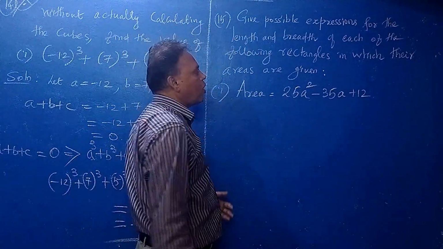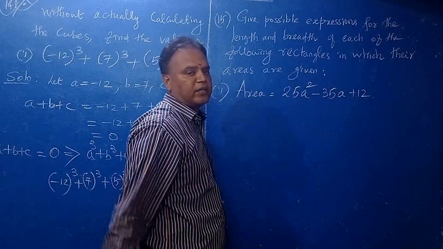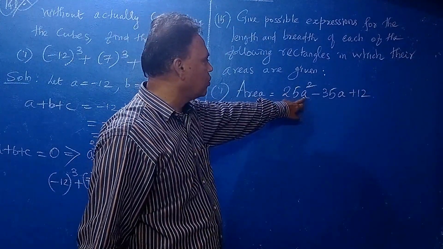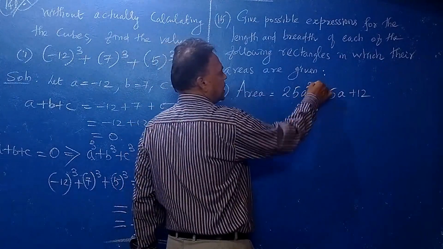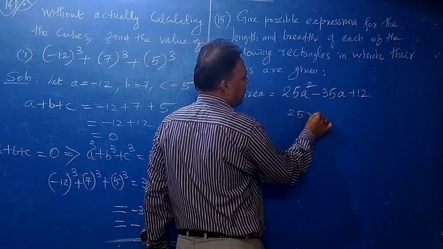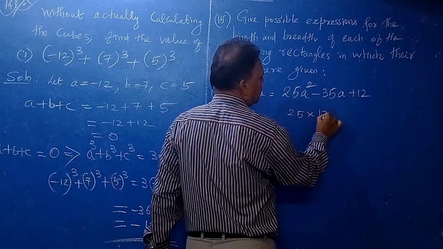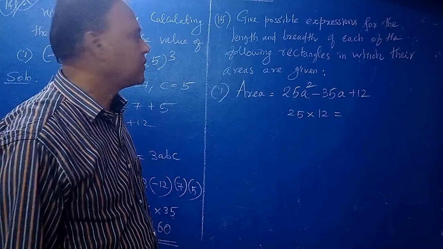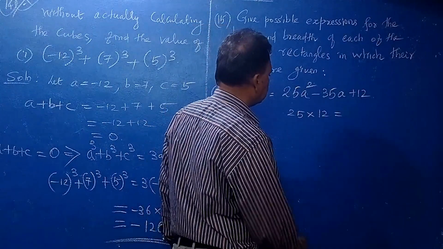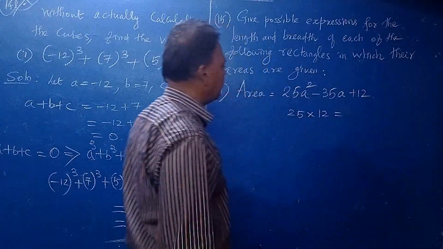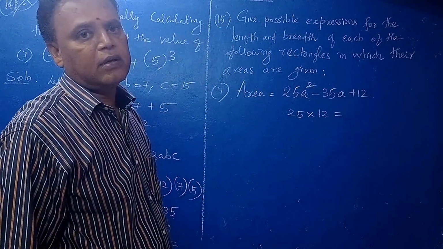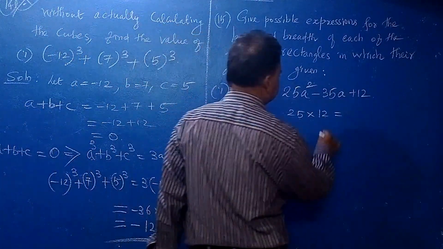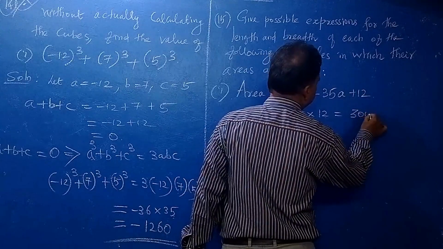So how to factorize this one? Already I taught in the previous exercise. So easily you can factorize. First what you have to do? Take 25, the a squared coefficient, into the last constant term 12. So 25 into 12. 10 into 25 is 250, 2 into 25 is 50, add, 300. Clear? 300. Easily you can multiply.